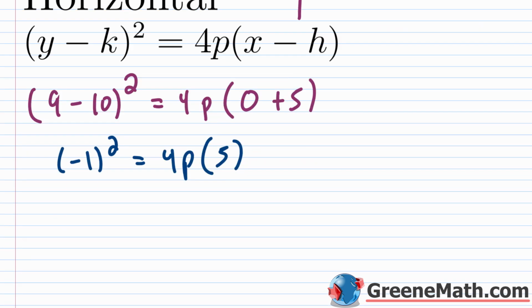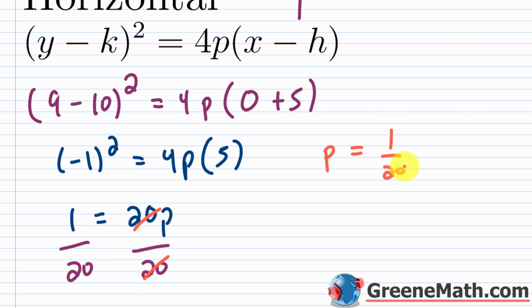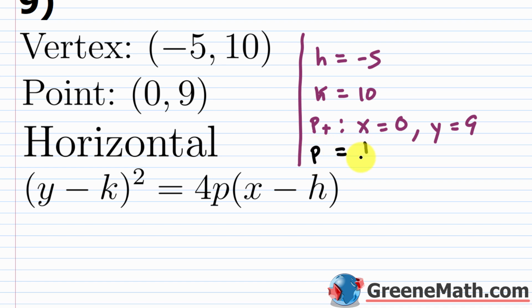And so (-1) squared is 1, so you get 1 is equal to, 4 times 5 is 20, so this is 20p. And then to finish things up, divide both sides of the equation by 20, and of course this would cancel, and we could say that p is equal to 1 over 20. And let me write here that p is equal to 1 over 20.